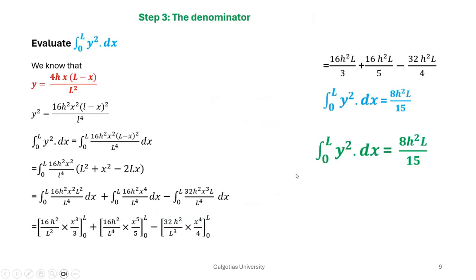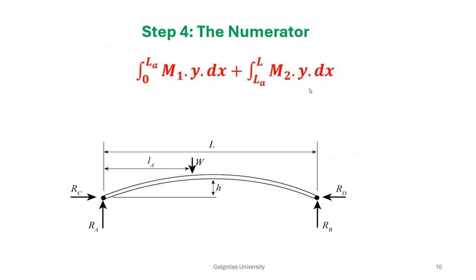So let's find out the denominator first. We know that the denominator is the integral from 0 to L of y square dx, and we already have y equal to 4hx into (L minus x) by L square. So you square it, you get this value, then you apply the integration. On working out the integration, finally we end up with y square dx is equal to 8h square L by 15. So this is the expression for the denominator. Then we go for evaluating the numerator.